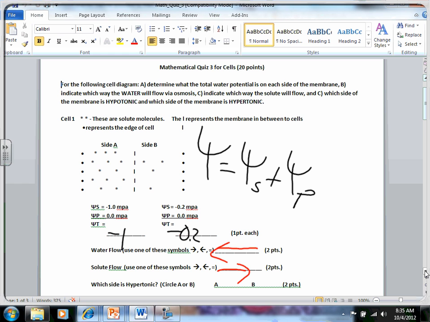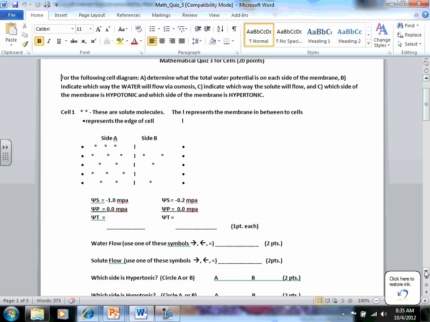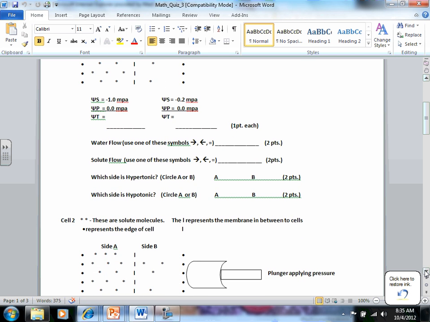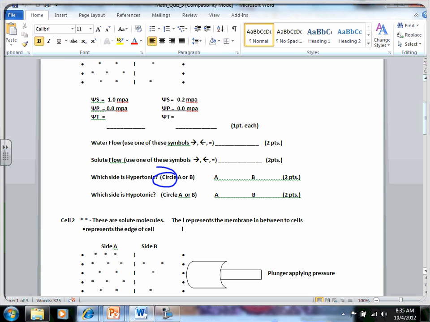Let's scroll down a little bit here. All right, the next question says, which side is hypertonic? And that would be side A. Hypertonic means more what? More solutes, higher solute concentration. So this would be side A. And then hypotonic means less solutes, and that would be side B. You guys with me on that? All right, let's scroll down to the other part.